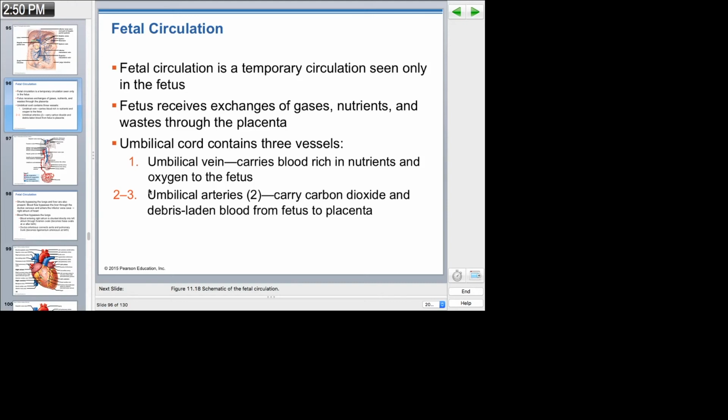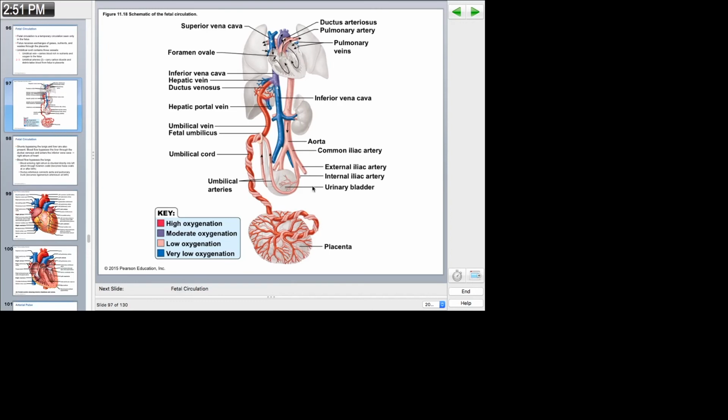The umbilical cord contains 3 vessels. You've got your umbilical vein and you've got 2 umbilical arteries. Now remember, veins travel toward the heart. The umbilical vein carries the nutrient- and oxygen-rich blood to the fetus. The 2 umbilical arteries carry carbon dioxide and waste-laden blood away from the baby into the placenta.